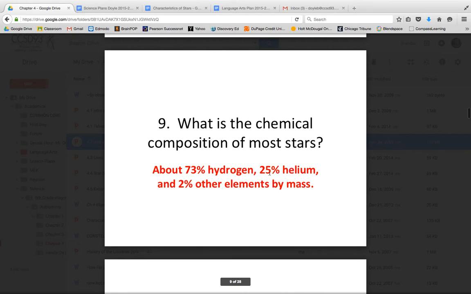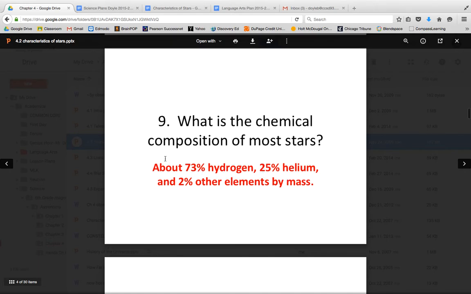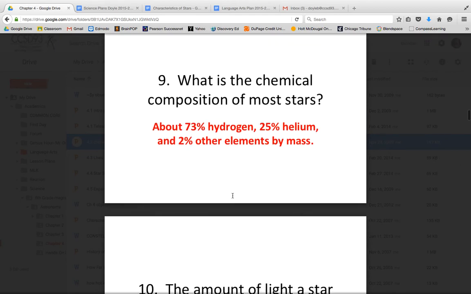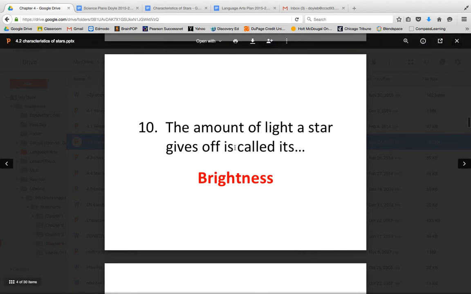Chemical composition of most stars: 73% hydrogen, 25% helium, 2% other elements. So again, hydrogen, most abundant element. The amount of light a star gives off is its brightness.